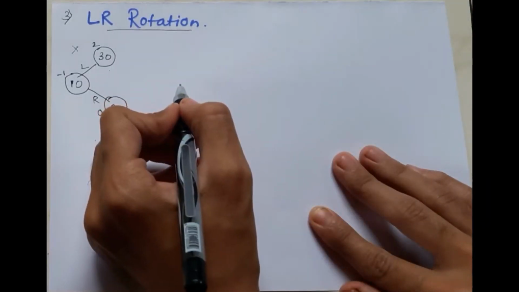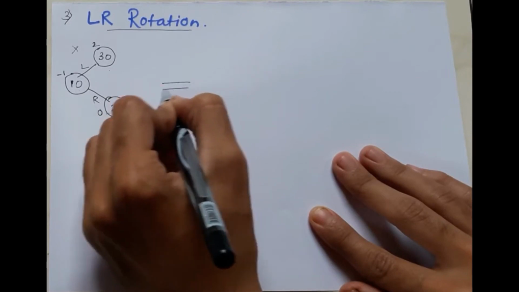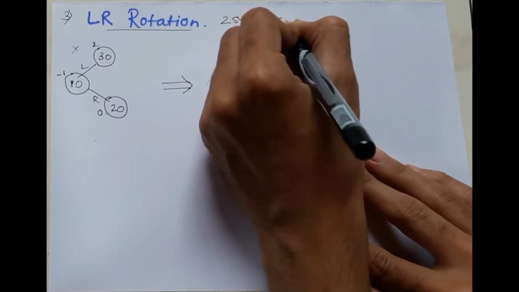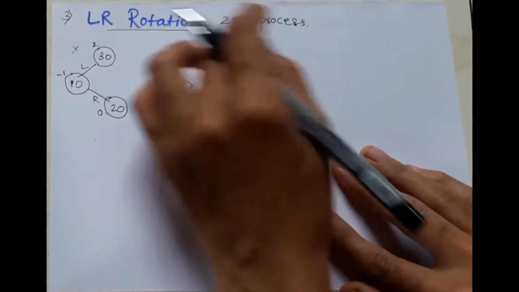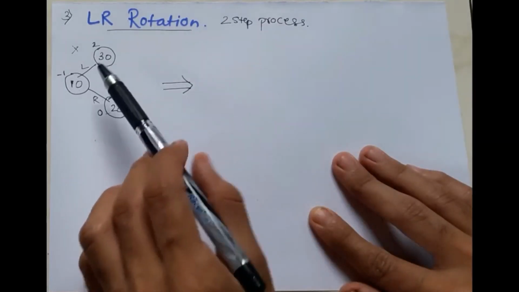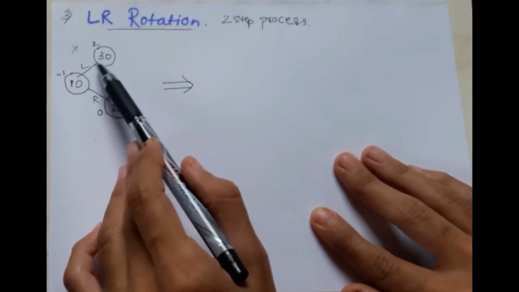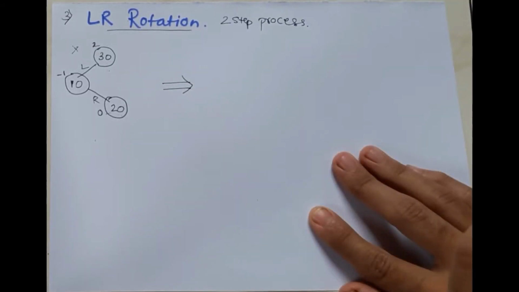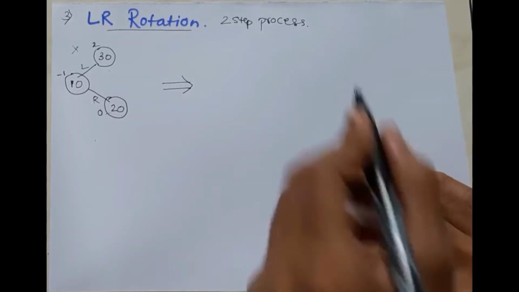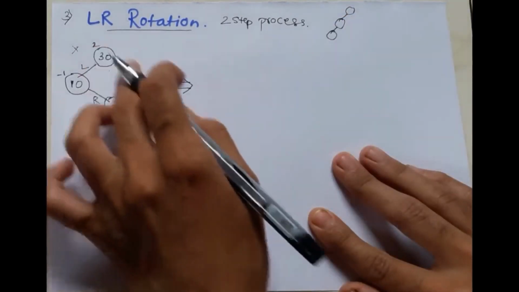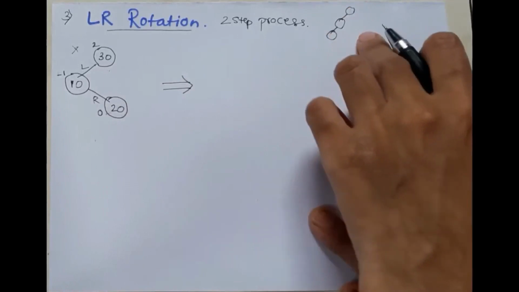Okay, LR rotation will perform. So this is a two-step process. Two-step process. Okay. And therefore it comes under the category of double rotation. In first step, what we'll do, we'll convert this LR type of imbalance into LL type of imbalance. So for that reason, like this, LL type is like this. We have to convert this structure into this.